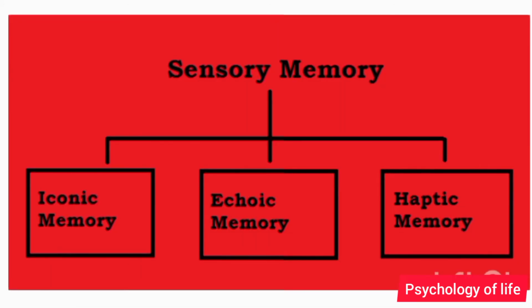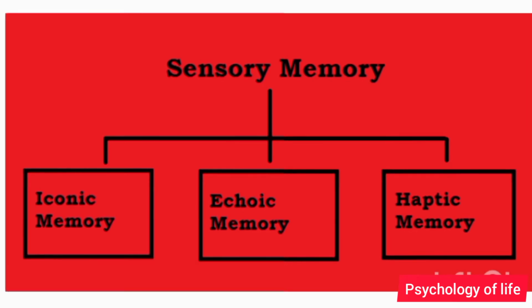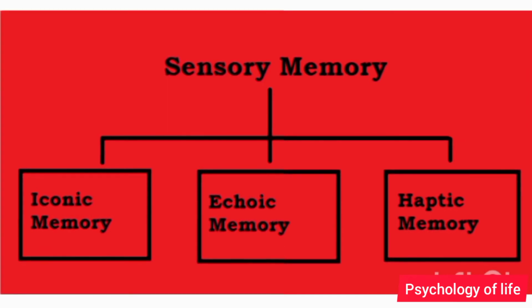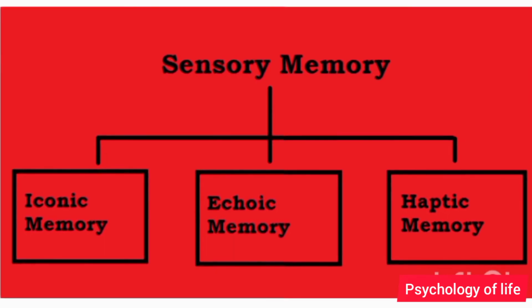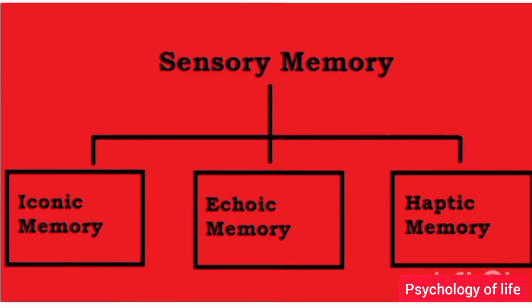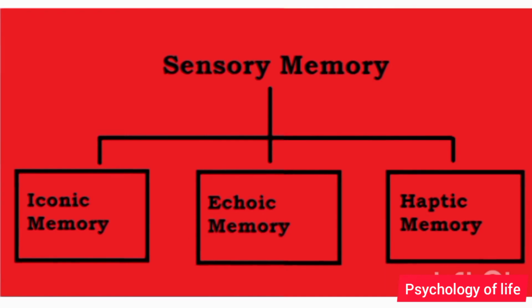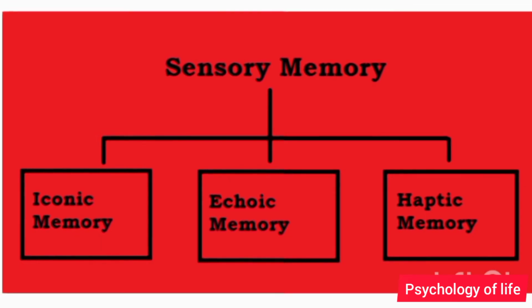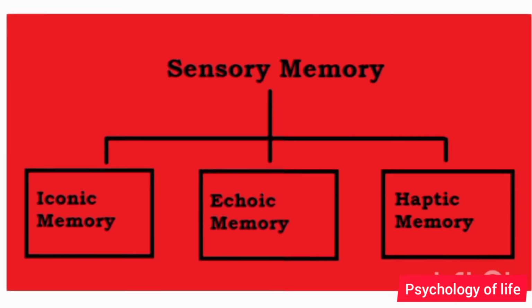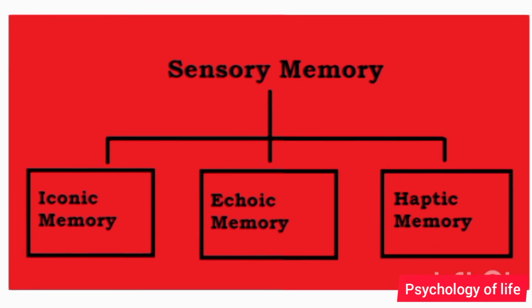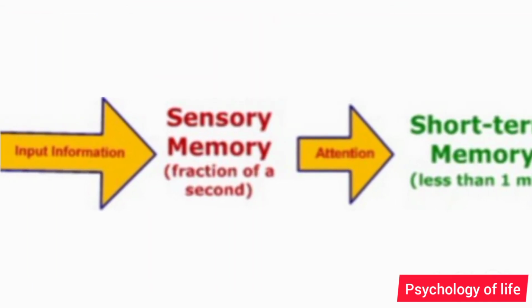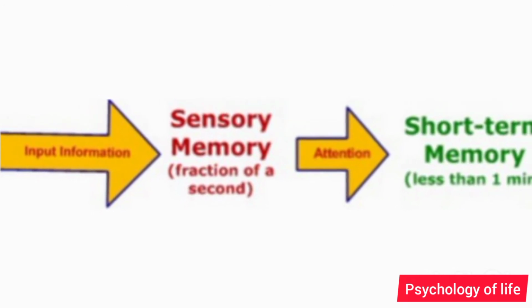Iconic memory. Sensory input to the visual system goes into iconic memory. Iconic memory has a duration of about 100 milliseconds. Echoic memory. Echoic memory is the branch of sensory memory used by the auditory system. Haptic memory. Haptic memory is the branch of sensory memory used by the sense of touch. Information from the sensory memory is transferred to the short-term memory through selective attention.